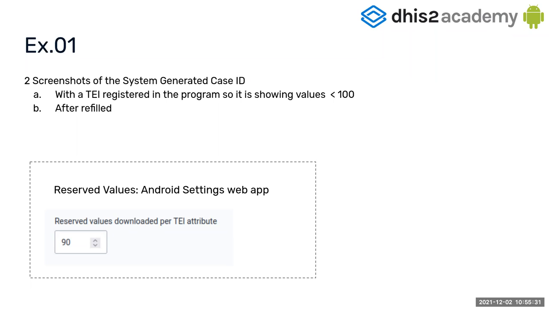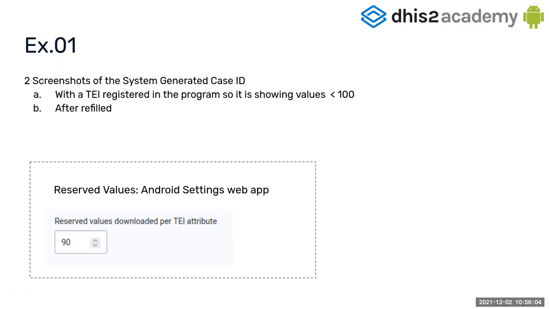So I'm using another server for this example, and you can do it with the one from the Academy. So for example, for this case, I'm changing the reserved values to 90. And I want you to know where you can find it in your Android app.